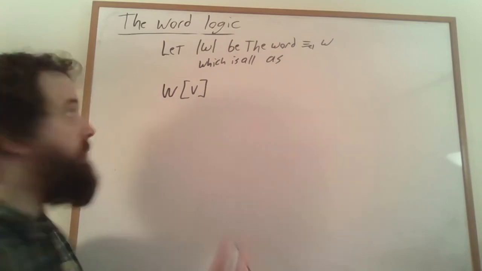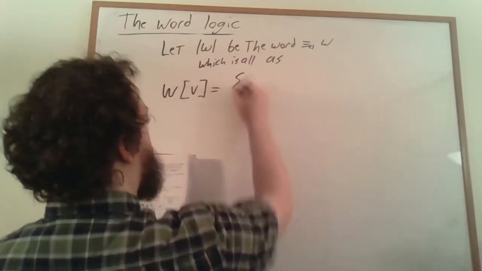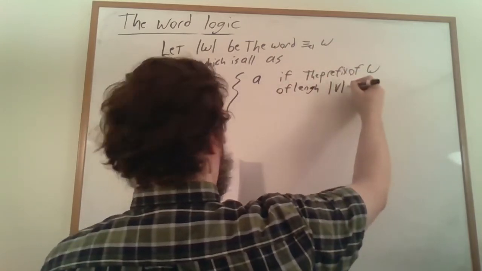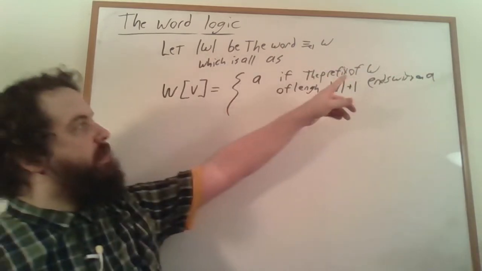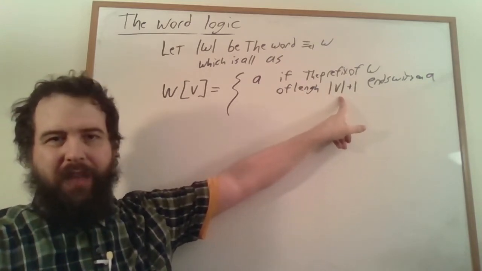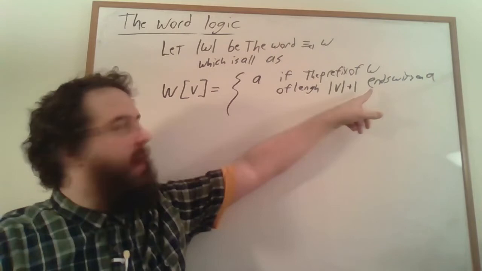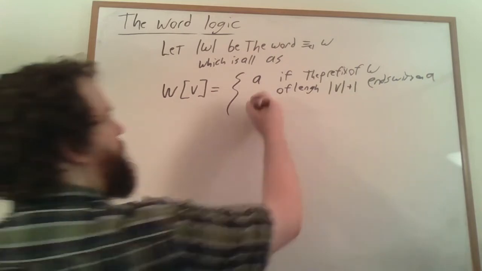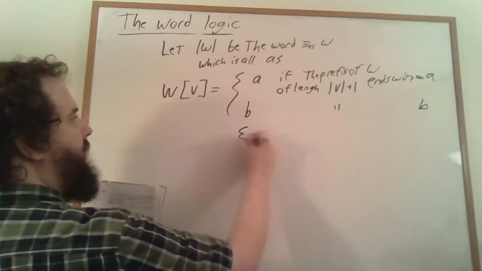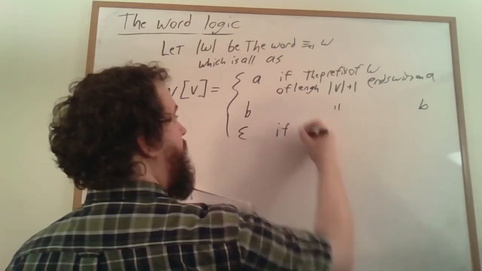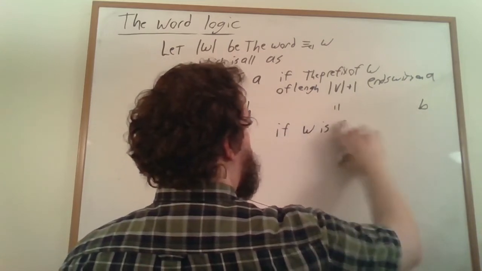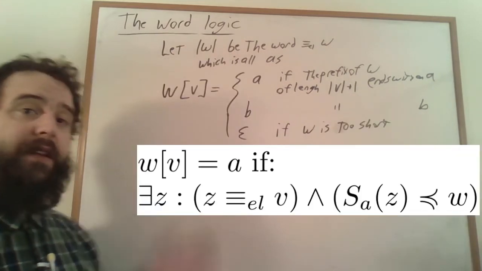And so we're going to define this as a, if the prefix of w of length the length of v plus 1, in other words, the successor a of the length of v, ends with an a, it's going to be b if this ends with a b, and it's going to be epsilon if w is shorter than v, if w is too short. And again, we've seen how we can define this.